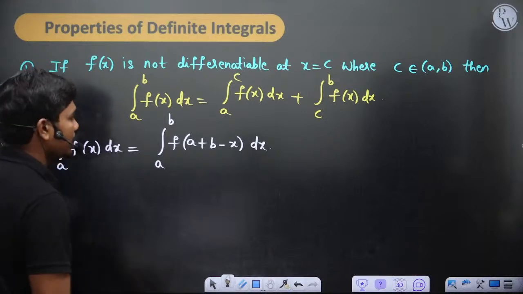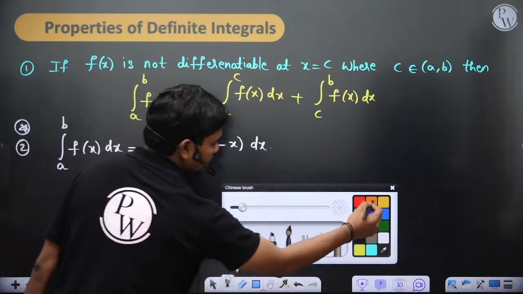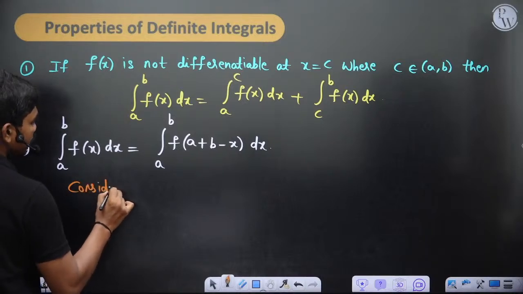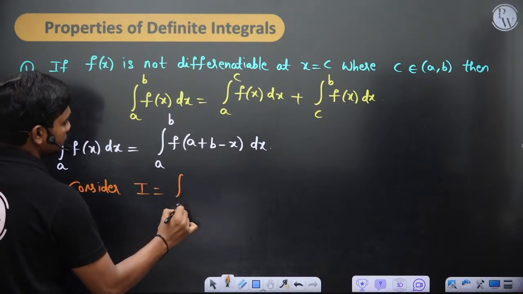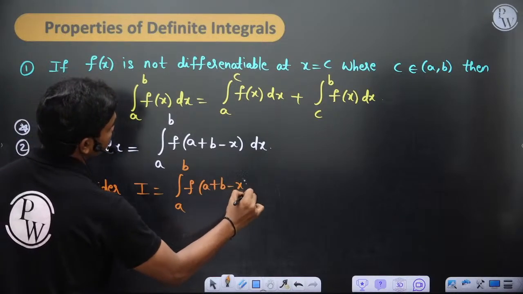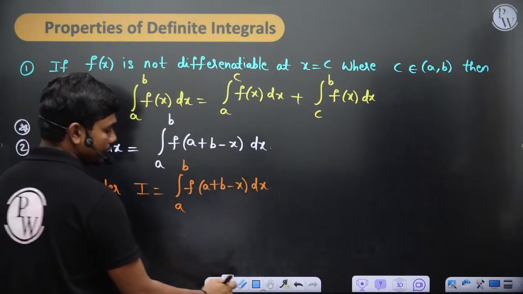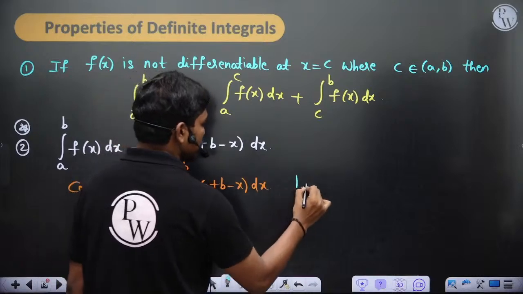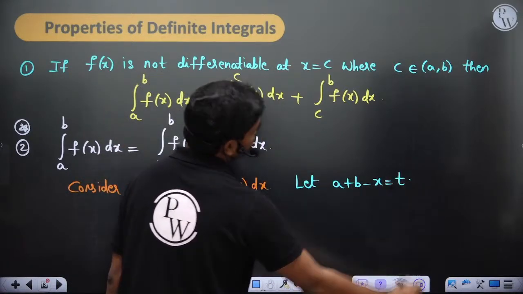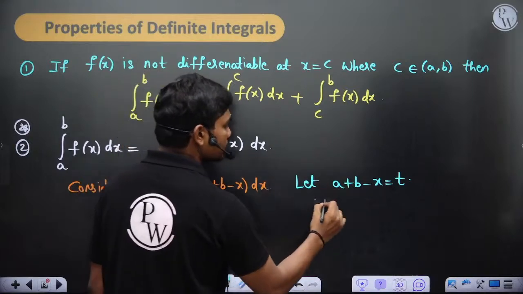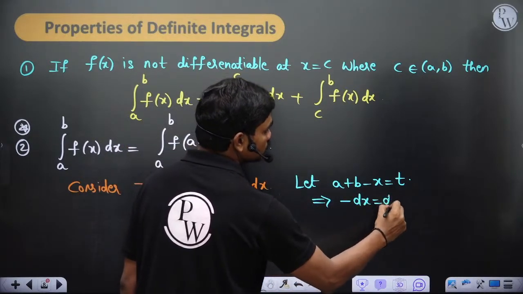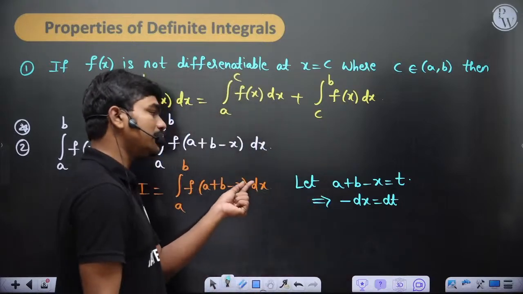Okay, so for example, if you want to show this, I'll show you maybe. So see here, consider I is equal to integral a to b f of a plus b minus x dx. Okay, so let's change a variable maybe. So let a plus b minus x is equal to t, of course. So this implies if you differentiate both sides, minus dx is equal to dt. So wherever there is dx, you can replace with minus dt.